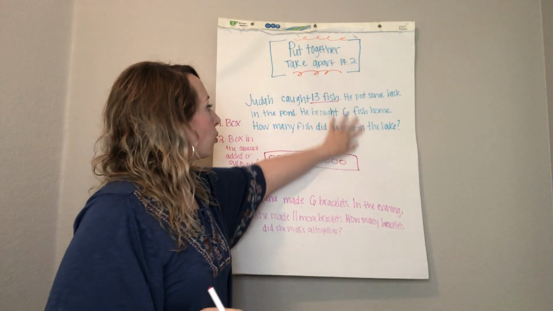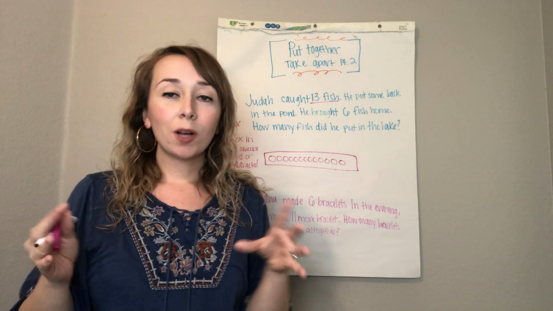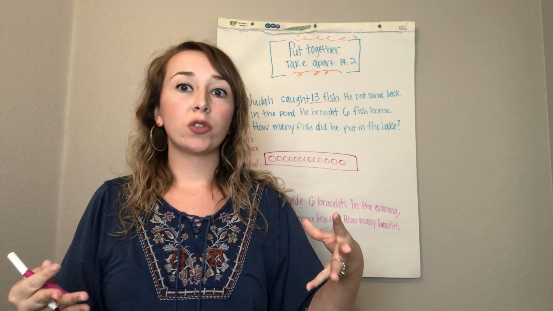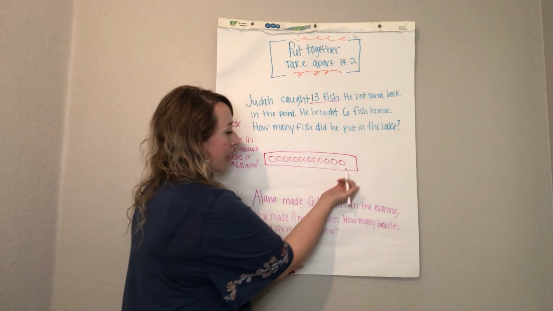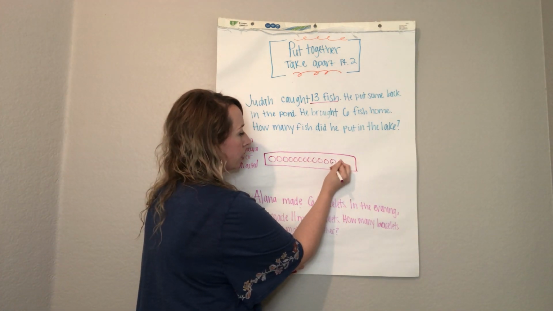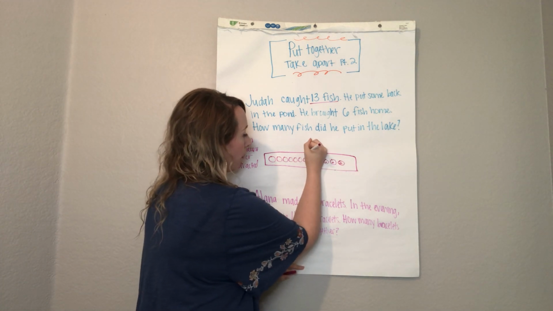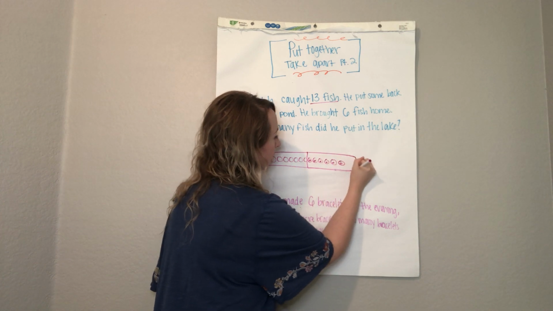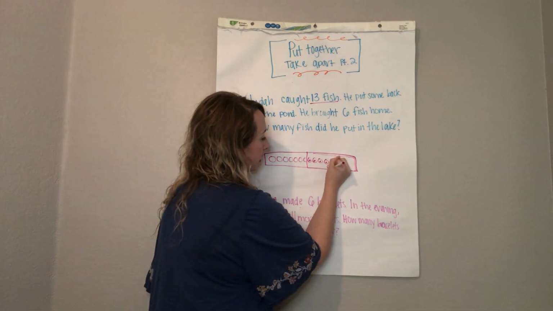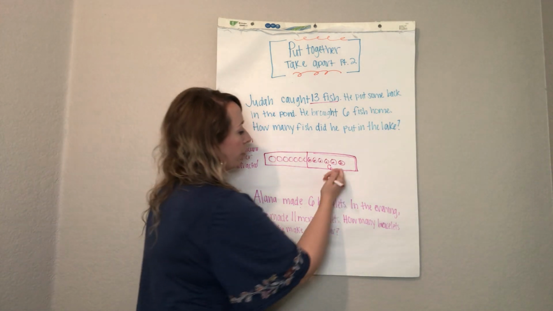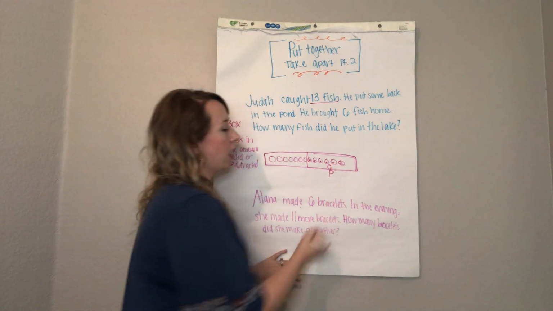So Judah brought 6 fish home, so how many did he put in the lake? We're gonna box in 6 of those fish because those are the 6 fish that went home with him. So let's count out 6. 1, 2, 3, 4, 5, 6. So I'm gonna box those 6 in here, okay? And I'm going to go ahead and label that. So this 6 are the fish in the pond. So I'm going to put P for pond.